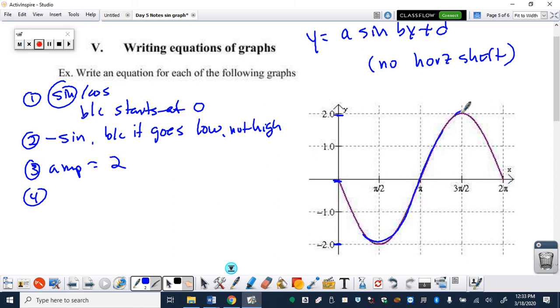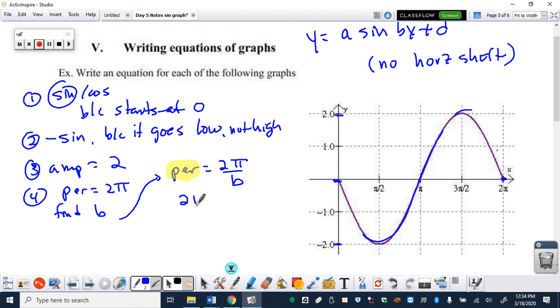I check the end of the curve. I have one complete cycle. It's taken 2 pi, so that means period is equal to 2 pi. I need to find b. And since I know that period is equal to 2 pi divided by b, I'm going to replace period with 2 pi over 1, and set it equal to 2 pi divided by b, and solve for b. This one is pretty easy to do because we can tell that b is equal to 1.